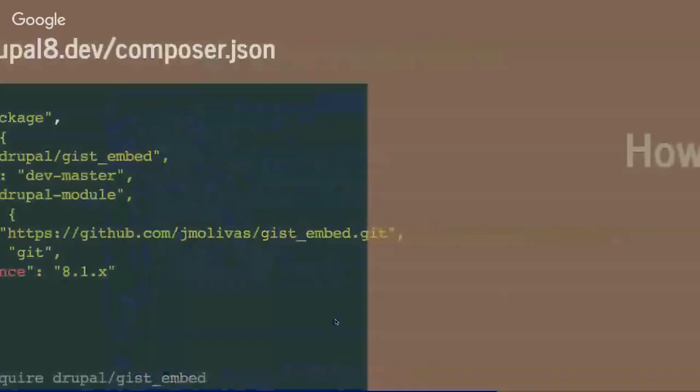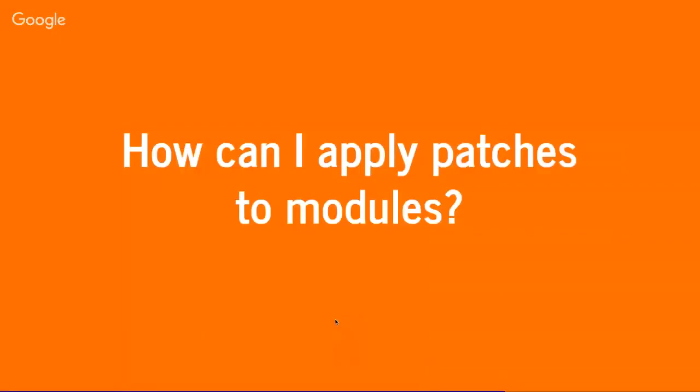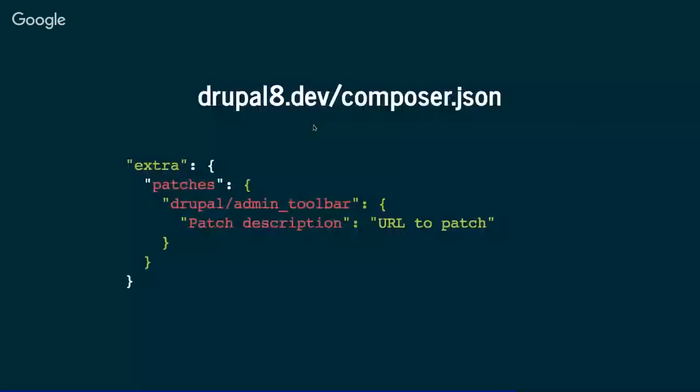And okay, how can I apply patches? Something that we use a lot while using Drush make is to apply patches. We can do the same with Composer. We have this extra patches section within our Composer JSON file, where we can set something like this. The key in this array is the module name, and it contains an array of key values. In this case, it's the description of the patch, and then a URL to the patch.